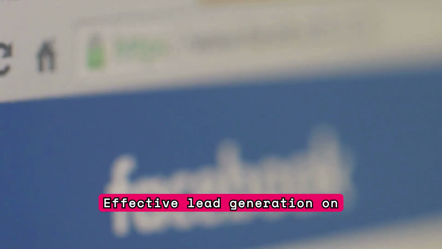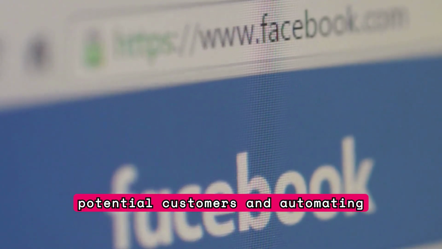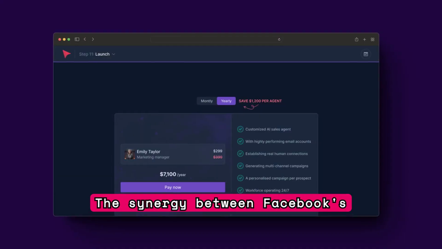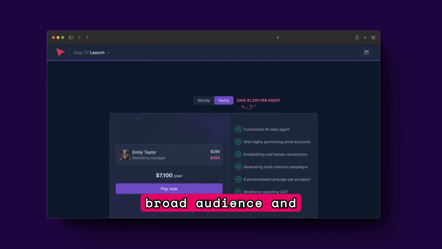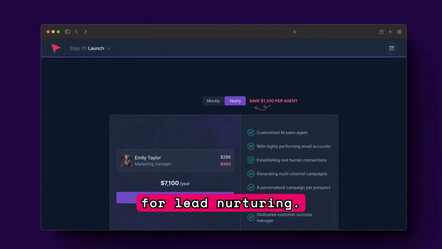Effective lead generation on Facebook involves a balance of engaging directly with potential customers and automating follow-ups. The synergy between Facebook's broad audience and AnyBiz's AI-driven capabilities creates a robust platform for lead nurturing.